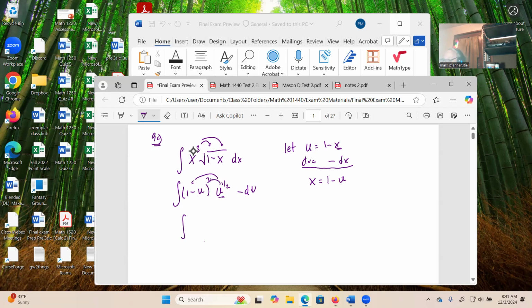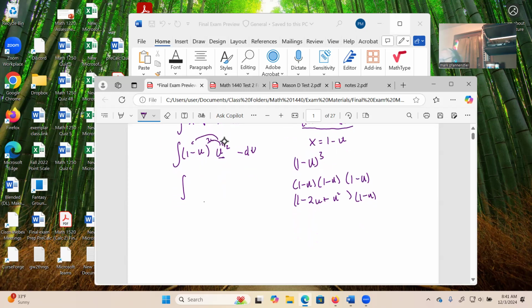So what we have to do is 1 minus u cubed. The one on your final is not this hard. So we're just going to say this is 1 minus u, 1 minus u, 1 minus u, and we're just going to multiply this out. So the easy one, 1 minus 2u plus u squared. I just multiplied this out really quick by foiling it. 1 minus u. And then we're going to distribute the ones. We have 1 minus 2u plus u squared. And then what I'm going to do next is multiply everything by negative u.